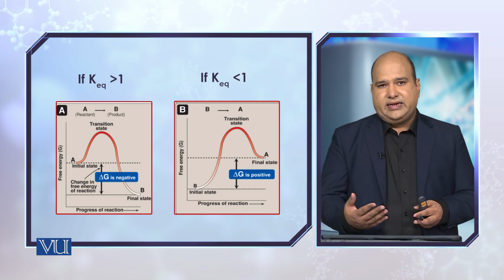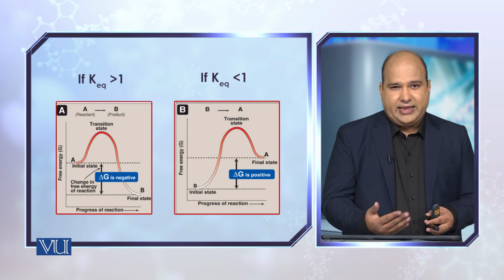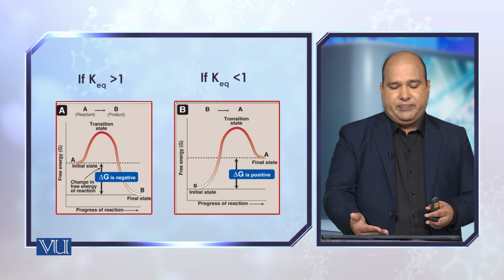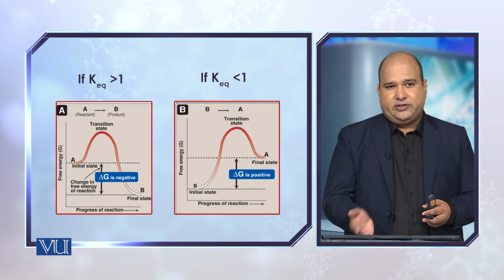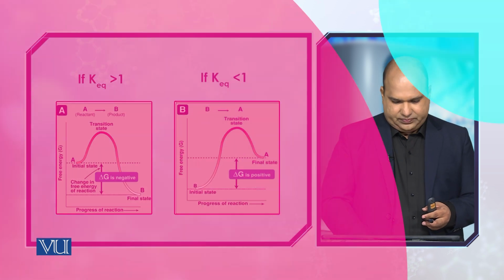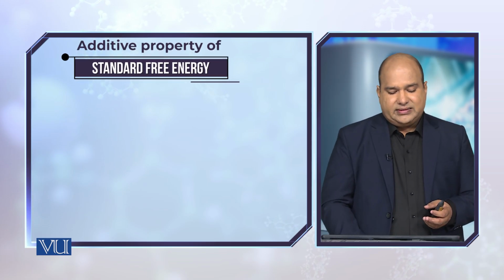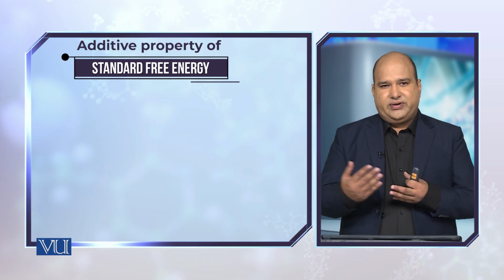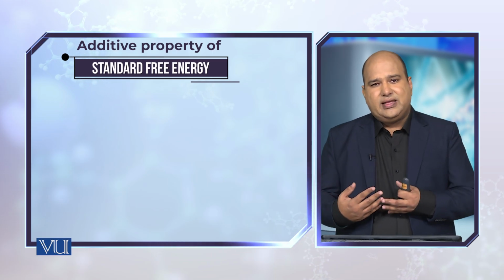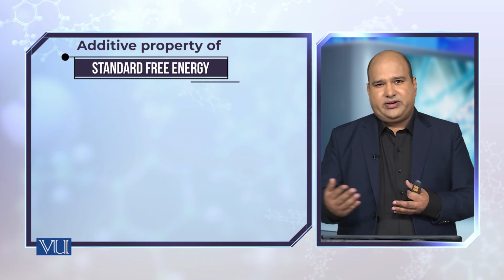So, you can see here how the standard free energy helps us with the value of K equilibrium, which we get from the expression of standard free energy, and how it helps us to predict whether or not a reaction will occur in the forward or reverse direction. Another very important property of standard free energy is that it is an additive property, that you can sum up different standard free energies to calculate the final energy level, and how it will help you to predict whether or not a reaction will take place.